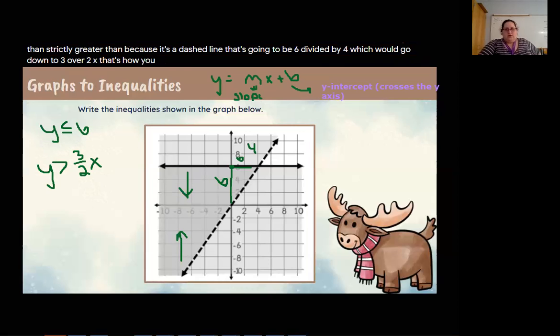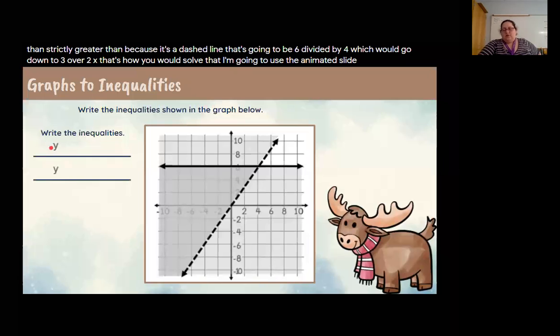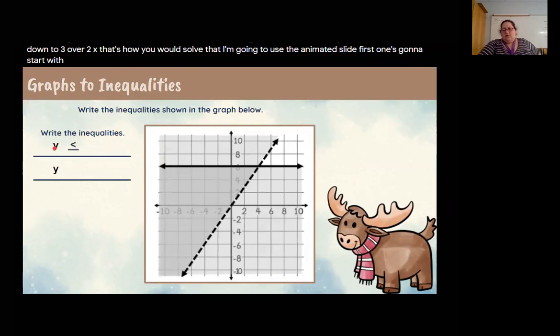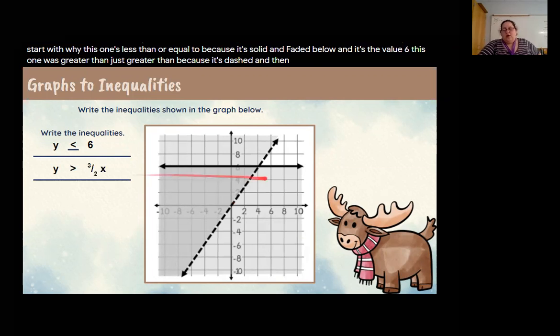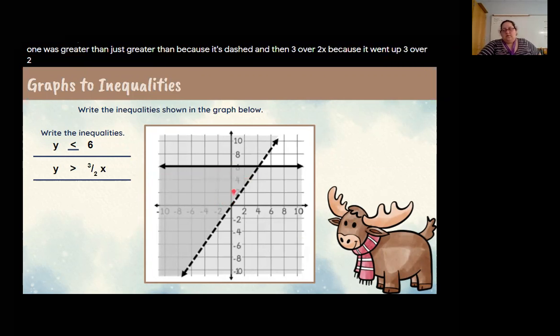I'm going to use the animated slide. First one's going to start with y. This one's less than or equal to because it's solid and shaded below, and it's the value 6. This one was greater than, just greater than because it's dashed, and then 3 over 2 x because it went up 3 over 2. Well, up 3 over 2 would be about right here, but yeah, that's how it goes with our points.